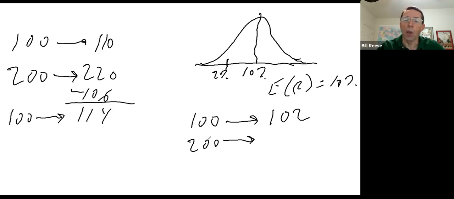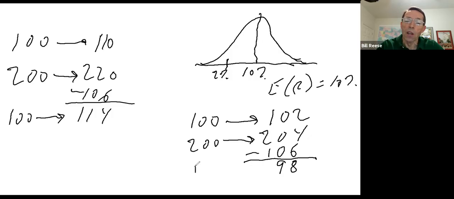So the $200 turns into $204, okay? And again, I have to pay back the money to the bank. I have to pay back the $100 I borrowed plus 6% interest. So I have to pay back $106. So from my $204, that leaves me with $98. So my $100 with leveraging turns into $98.